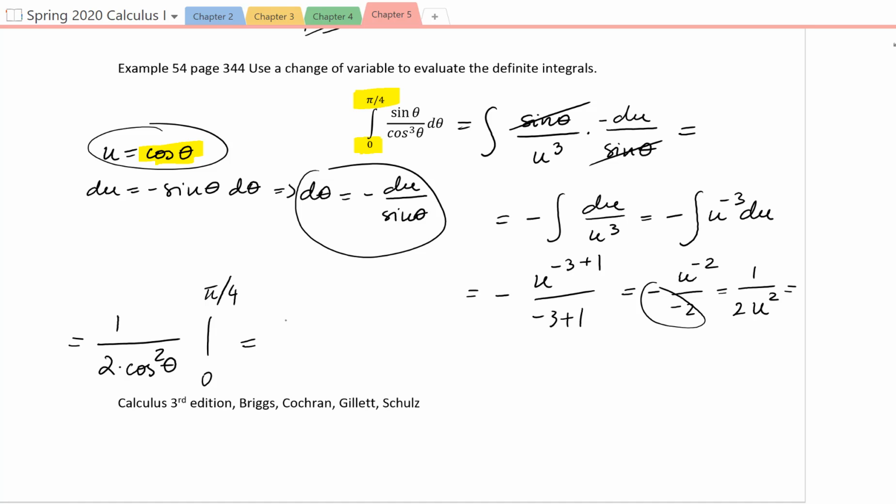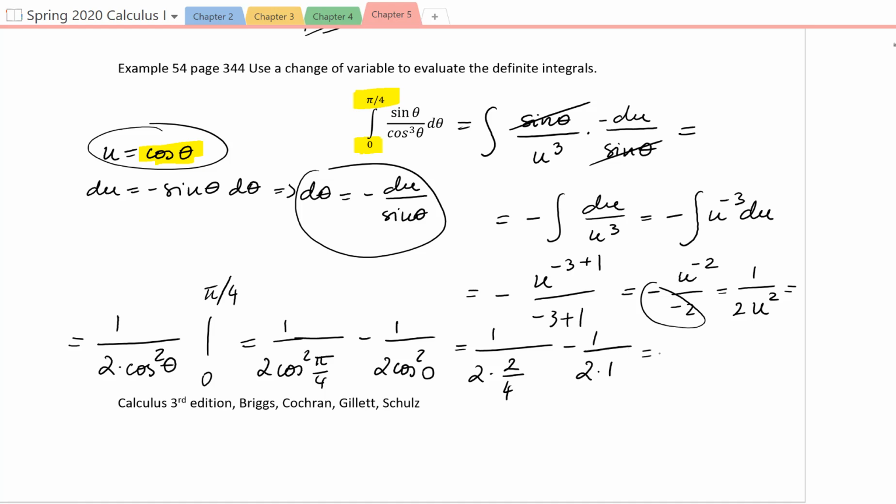So it's going to be 1 over 2 cosine squared of pi over 4 minus 1 over 2 cosine squared of 0. So let's do the math. Cosine of pi over 4 is square root of 2 over 2, squared is 2 over 4. Minus 1 over 2 cosine squared of 0, cosine of 0 is 1. So 1 over 2 times 2 divided by 4 is 1 over 4, minus a half. It gives us a half, and we solve it.